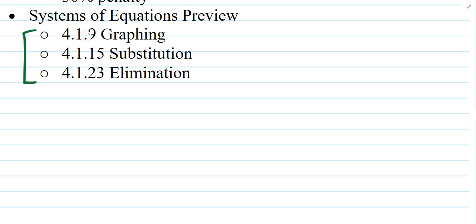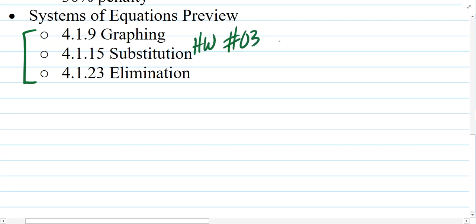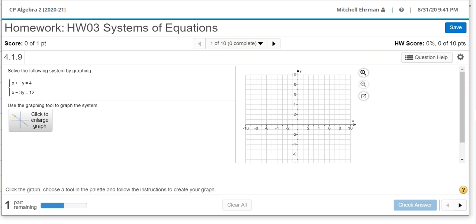Okay, so in this video I'd like to work through three practice problems, and these all come from homework number 3 on MathXL. On the MathXL page it looks something like this, homework number 3. This happens to be the first question out of 10 for this homework assignment, and I've labeled it as 4.1.9 because that's the labeling convention from the homework assignment.